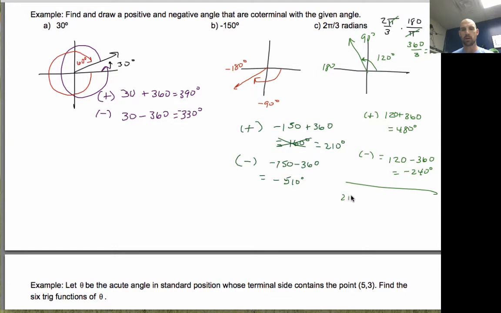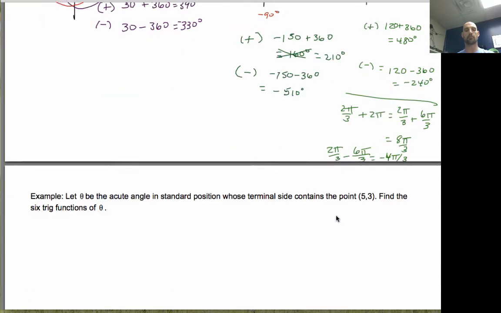Let's say, for example, I had 2 pi over 3. Instead of adding 360 degrees, I've got to add 1 revolution. So I could add 2 pi to this. So that would be 2 pi over 3 plus 6 pi over 3, which would be 8 pi over 3. There's my positive angle. I could also do 2 pi over 3 minus 6 pi over 3, which would be negative 4 pi over 3. Okay, and so I either add or subtract 360, or I can add or subtract 2 pi. Okay?